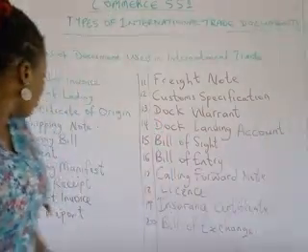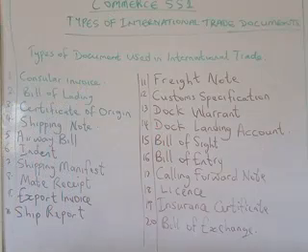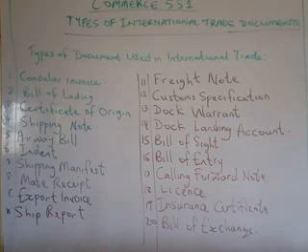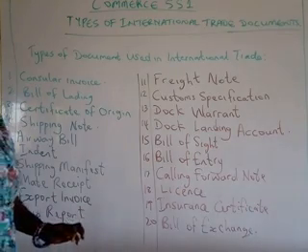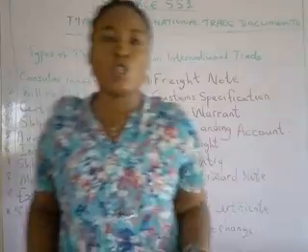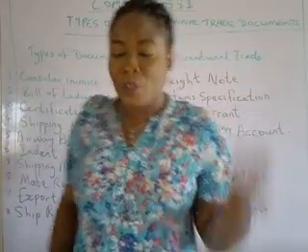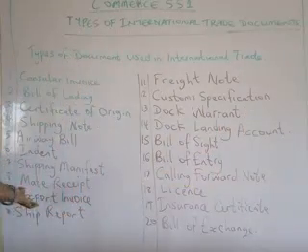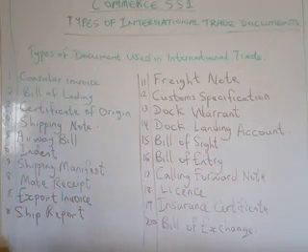The next one here is export invoice. An export invoice is a document sent by the exporter to the importer, giving a full description and complete summary of the goods before they are dispatched. So that document, they will issue it. That is export invoice. Now let's go to the next one.